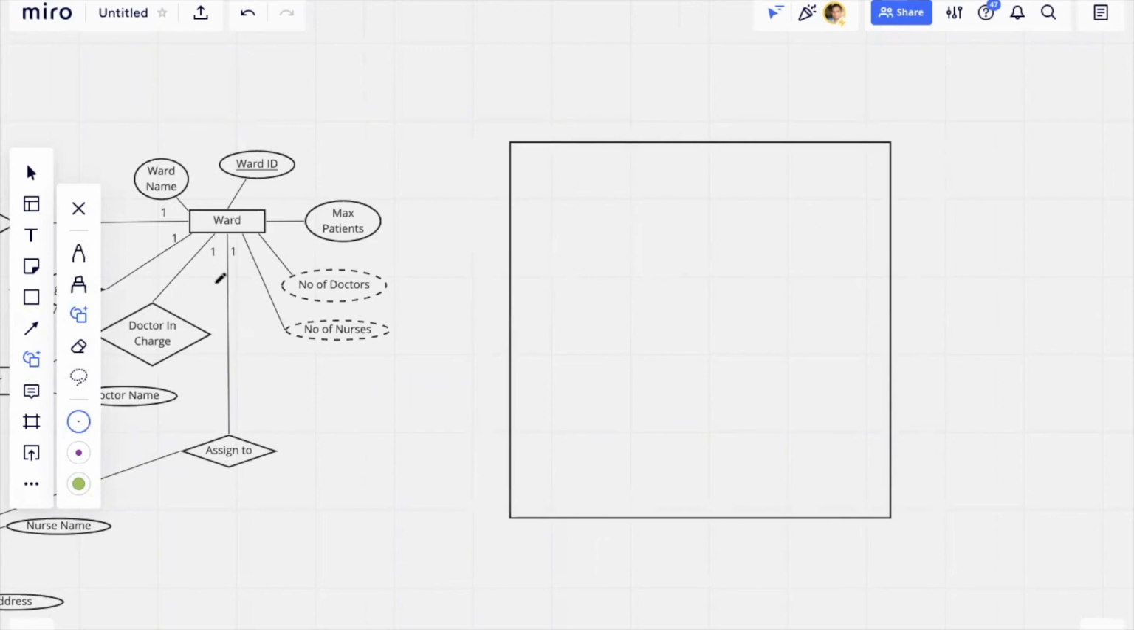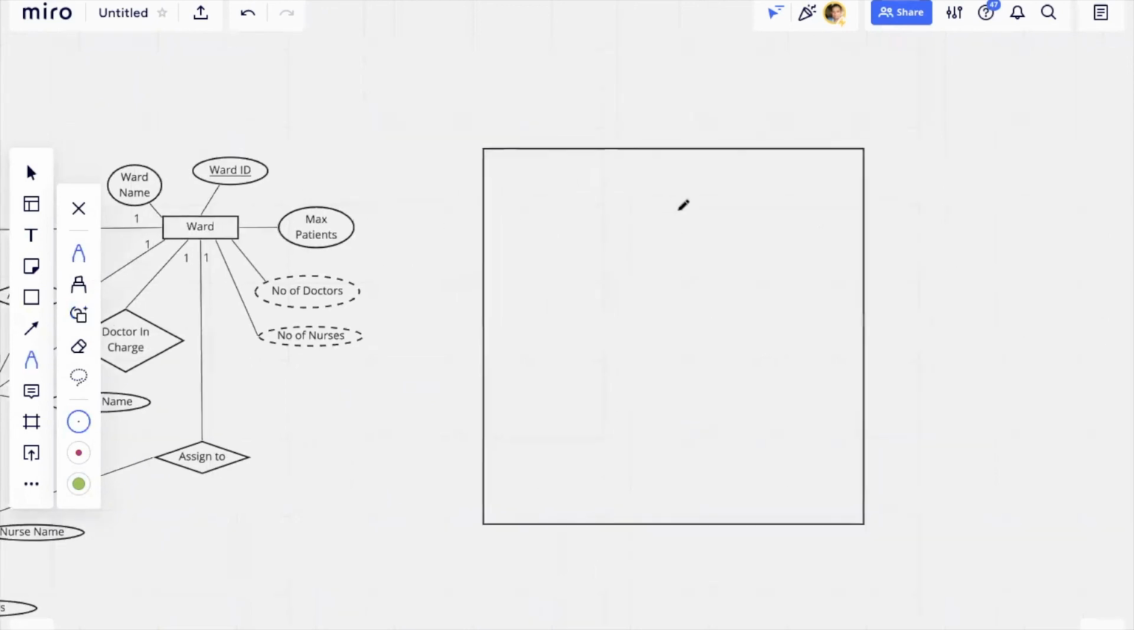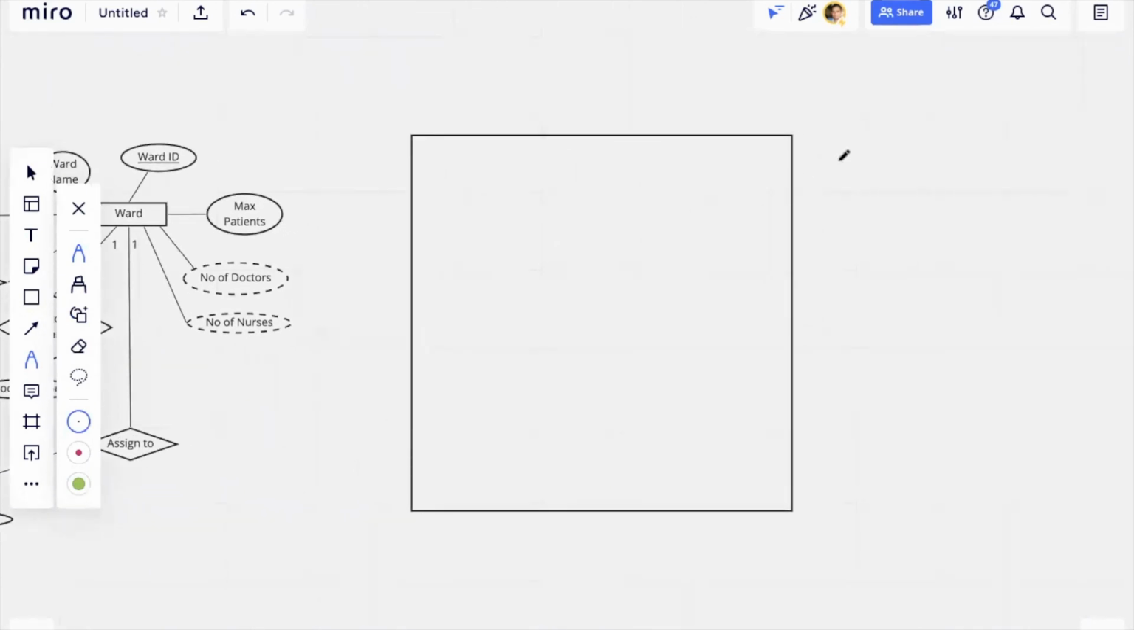Okay, assume that this is a ward, and this ward has, let's say, maximum patients. Let's say max patients equal 10. We can allocate this ward a maximum of 10 patients. That means there are 10 beds available.